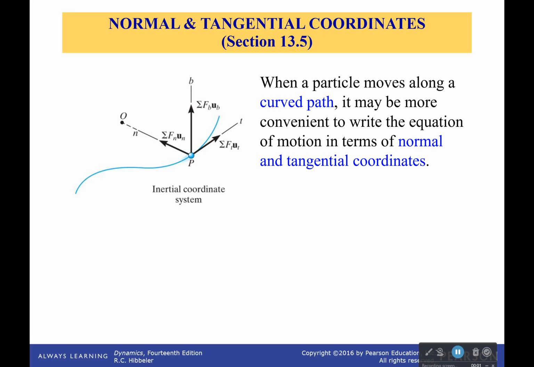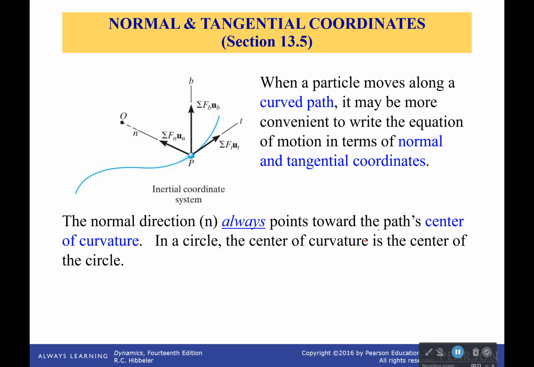Now, in our previous section, we were talking about our rectangular coordinate system. So that's the whole X, Y, and Z thing. But sometimes we are moving along a curved path. It might be more convenient to write everything in terms of our normal and tangential coordinate system. Now you're like, okay, well, we've done this before. What's different? Well, let's talk about it.